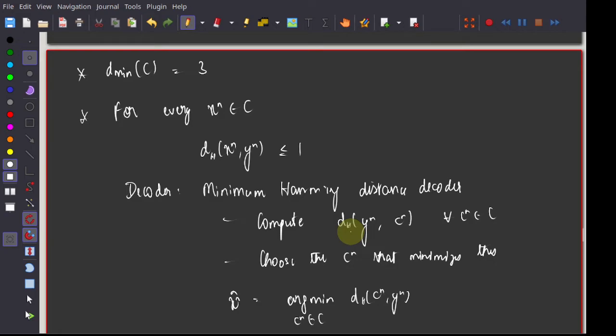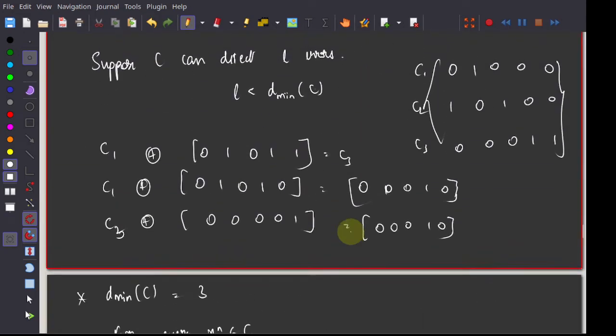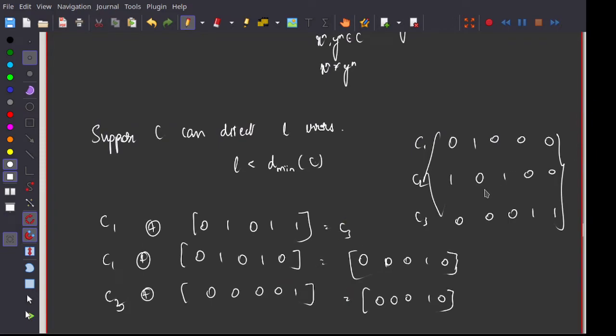Okay, one error was made, I agree, but then why are you claiming that the distance between the received sequence and every other code word is at least 2? Okay, so you're basically relying on this particular example. So let's try to make this a little more formal.